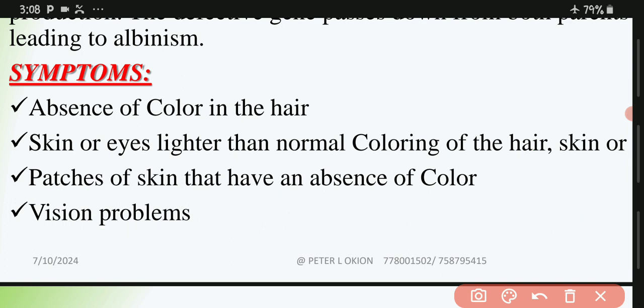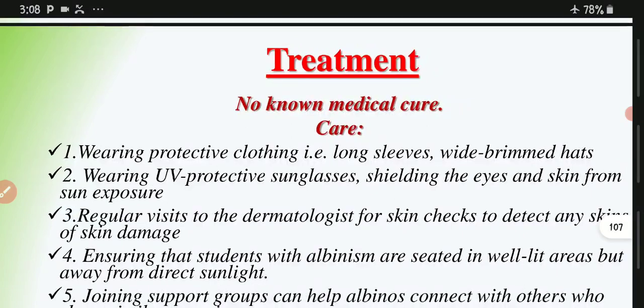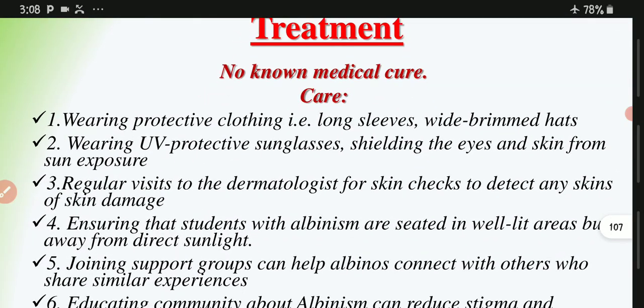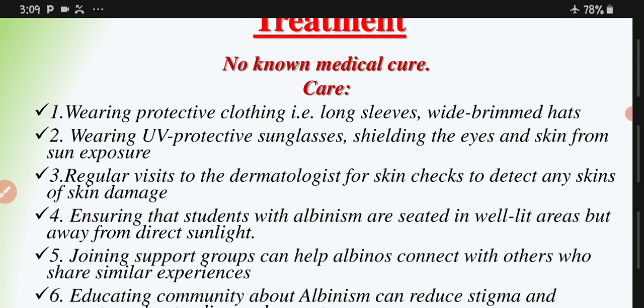Then from there, let's look at some of the treatments, because we say that there is no medical treatment for this, but let's look at some ways of caring for it. We are saying no known medical cure yet for genetic disorders. But how can we care for this in case you're a victim? One, wearing protective clothes, that is the long sleeves and the white brimmed hats. Remember, these people's skin is mainly affected by sunlight. So to avoid any harm or danger, you should wear protective clothing.